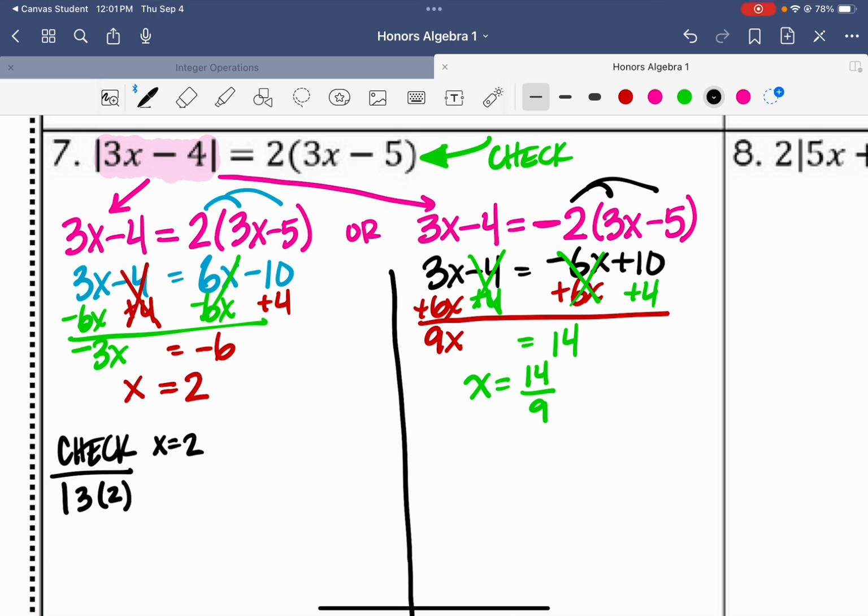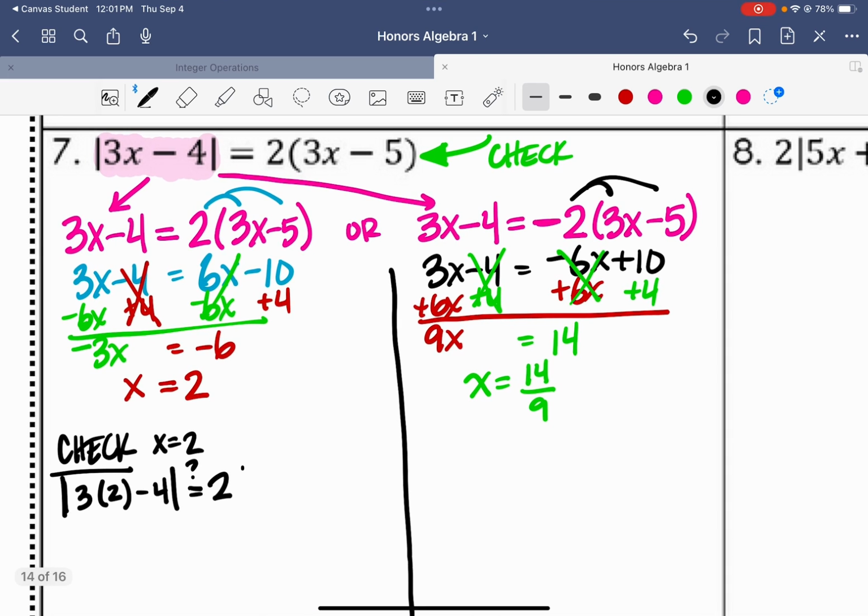So that's 3 times 2. Then we subtract 4. So that's a substitution. Equals 2, question mark, does it? 2 times, and then you have 3 times whatever x is. So remember, your substitution is 2. Wherever you see an x, you put a 2.